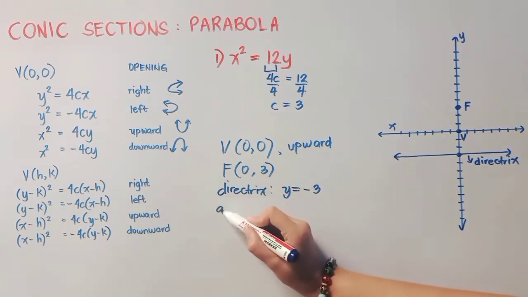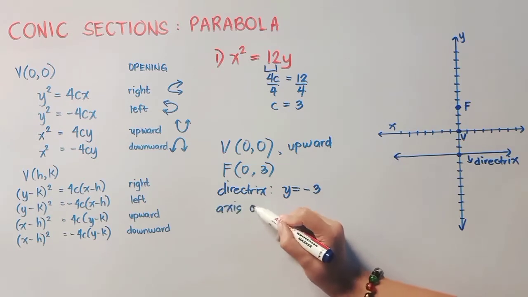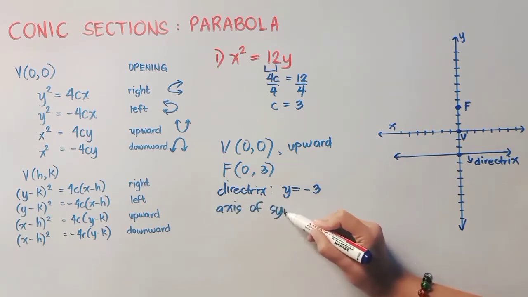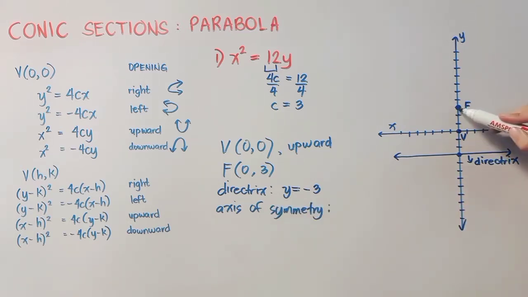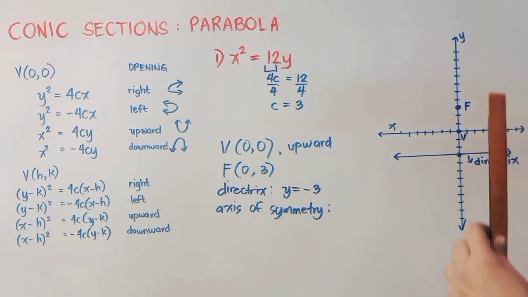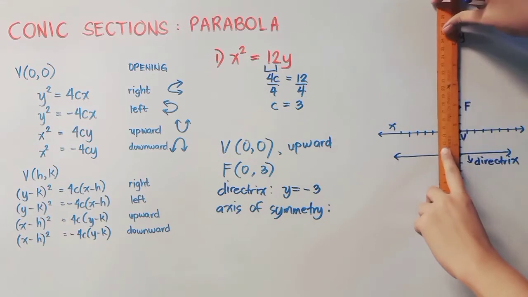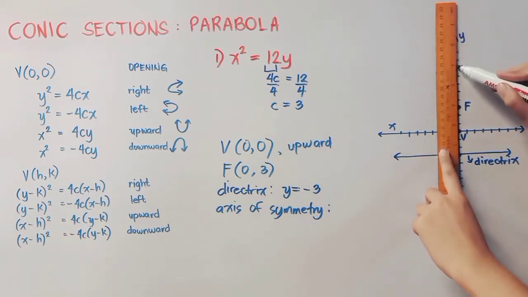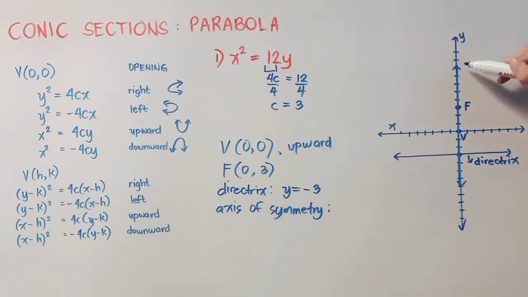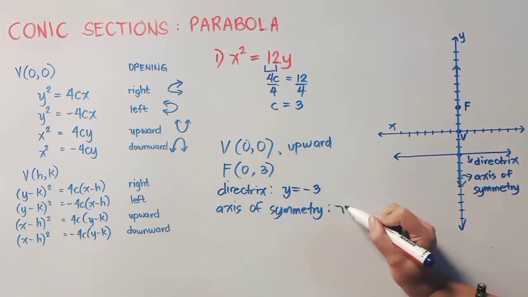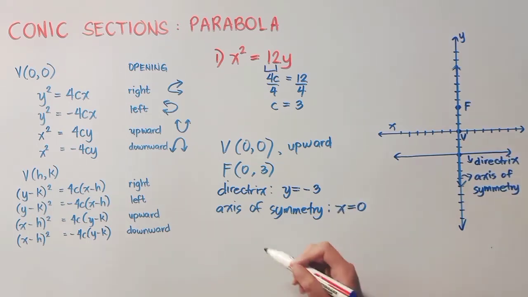Next is our axis of symmetry. Our axis of symmetry is still a line that contains the focus and the vertex, which is perpendicular to our directrix. So this is the line. This axis of symmetry hits the x value 0. Therefore, the equation of this line is x is equal to 0.